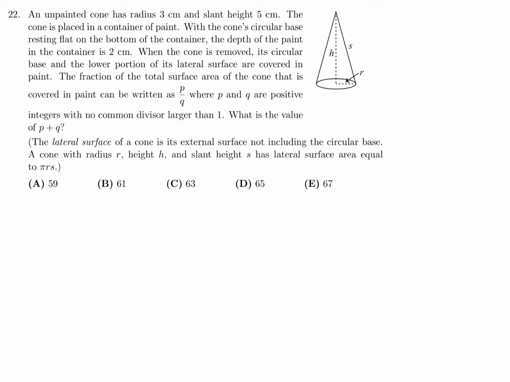The lateral surface of a cone is its external surface, not including the circular base. A cone with radius r, height h and slant height s has a lateral surface area equal to pi r s. Well, it's nice that they gave us that. So here we go. We want the ratio, right? Fraction, ratio, same thing. That would be the part that's painted over the total, and that would be equal to some P over Q. And then later we have to figure out P plus Q.